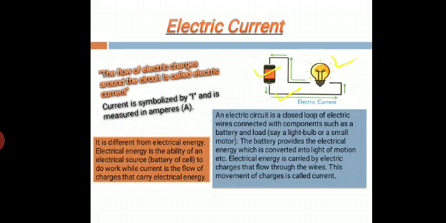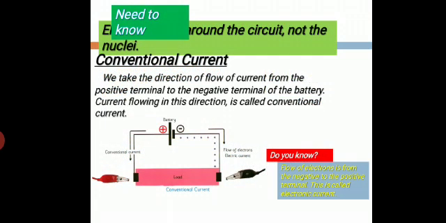Current is different from electrical energy. As you know students, electrical energy is the ability of electrical sources like a battery or cell to do work, while current is the flow of charges that carry electrical energy. Need to know students, electrons flow around the circuit, not the nuclei.